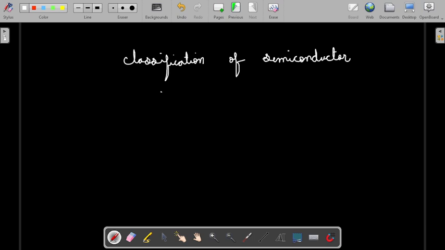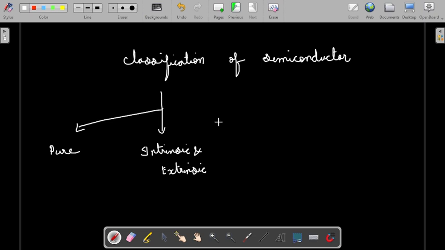First, we are going to take the pure form. There is no doping or anything. Second, we are going to take the intrinsic and extrinsic semiconductors, where doping comes into the picture. And the third type is called elemental or compound type.